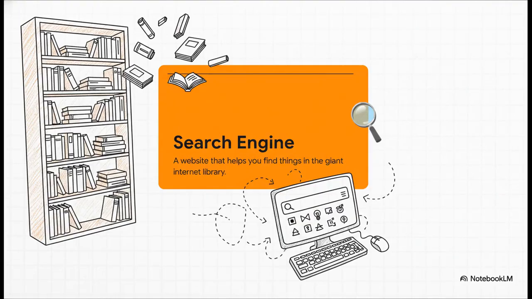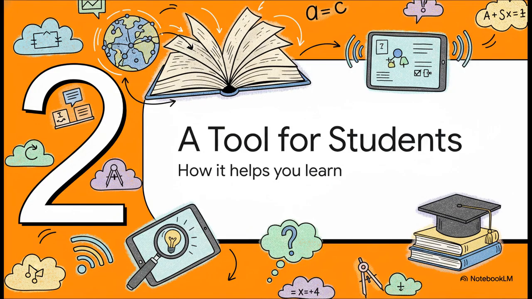Okay, so if it's this giant library, how in the world do you find anything? That's a great question, and the answer is a special tool called a search engine. Think of it like your own personal librarian. You just type in what you're looking for and poof, it finds it for you in seconds. So now we know what it is. Let's talk about what we can do with it.